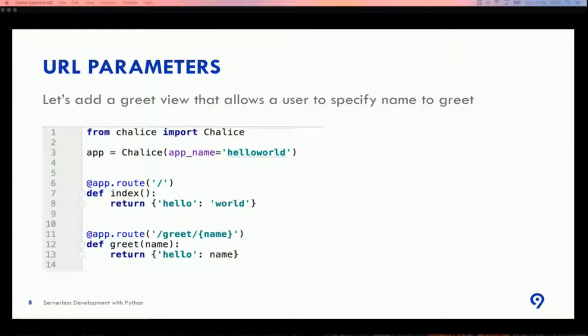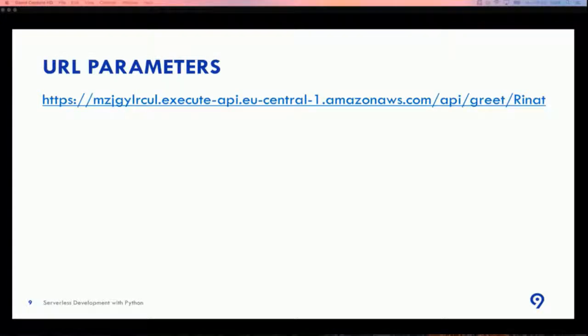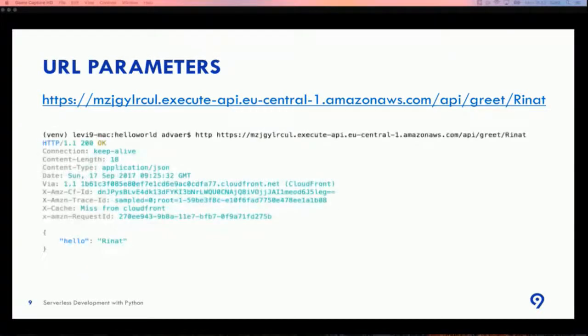For instance, if you want to greet someone, let's create a greet function and pass the parameter name in the URL that will be captured and displayed as the returned result. Again, I made a deploy and prepared the response. So you can see now if we call Rinat, actually it's me, we will receive a greeting, hello Rinat.